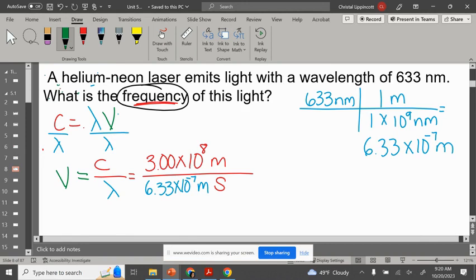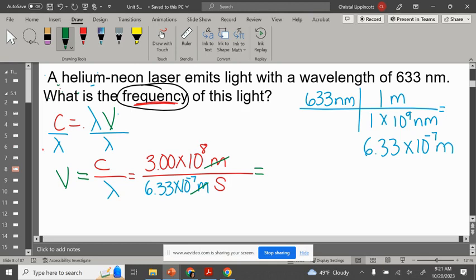Now we've got to look at units. Anything divided by itself is 1. So right now I have meters divided by meters, so they're going to go away. That is going to leave me with 1 over seconds for my units.